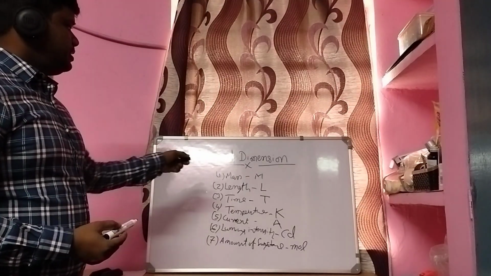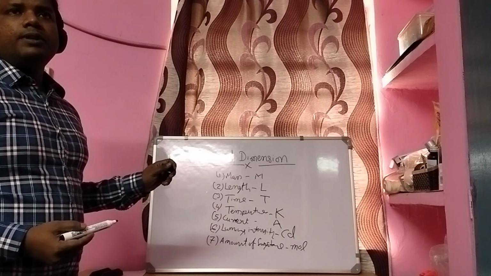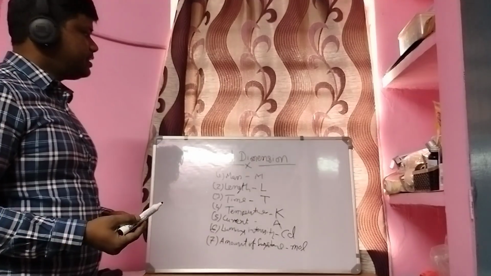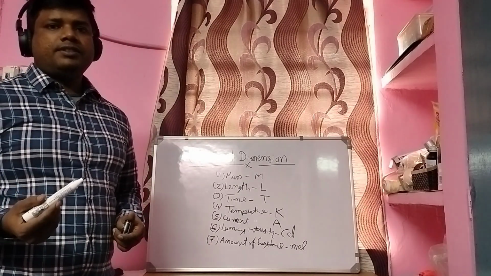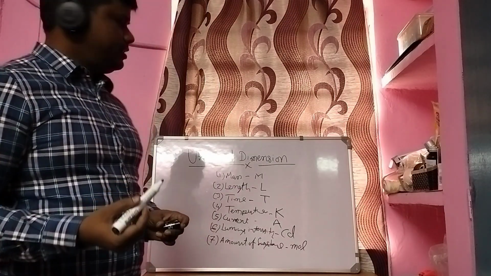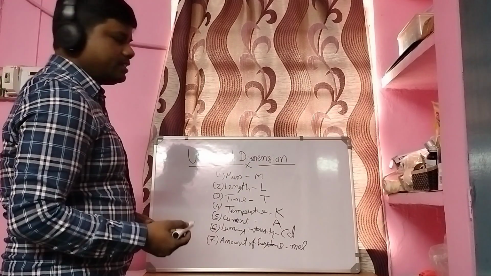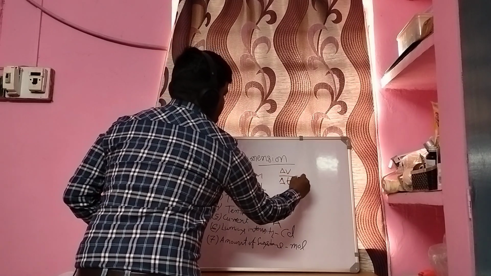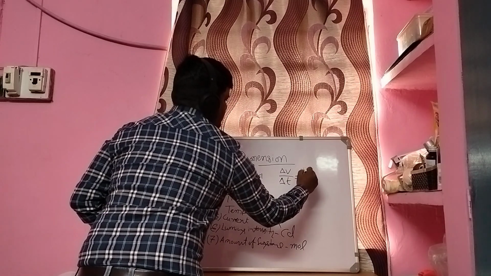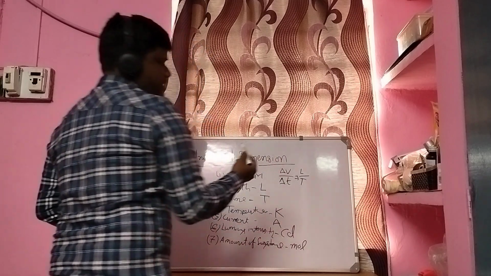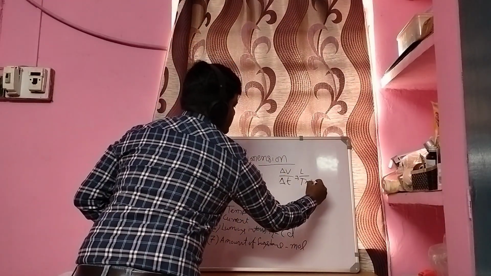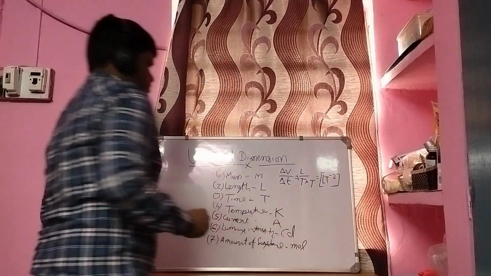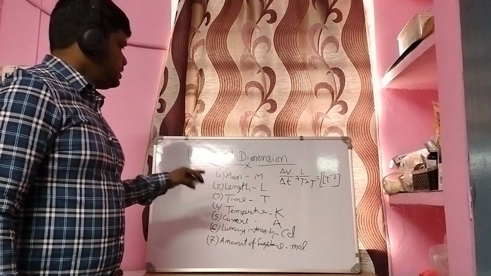Like if we are going to write acceleration, what is acceleration? Acceleration is the rate of change of velocity with respect to time. So acceleration can be written as delta v by delta t, and v is what? Distance per second. So that is L divided by T, and the rate of change of velocity is acceleration. So this will be written as L T minus 2. So everything can be written in terms of these fundamental quantities.